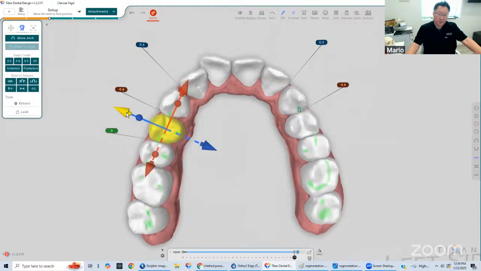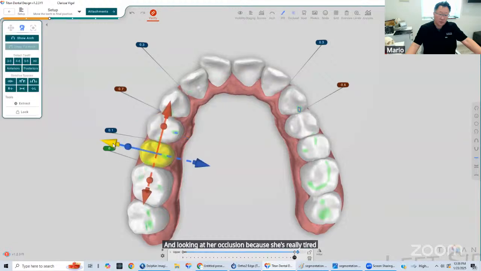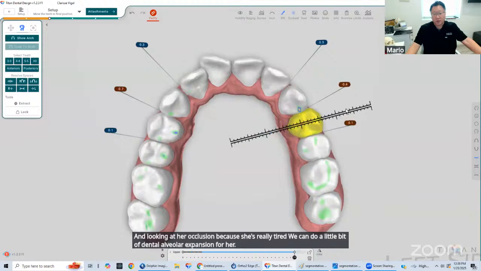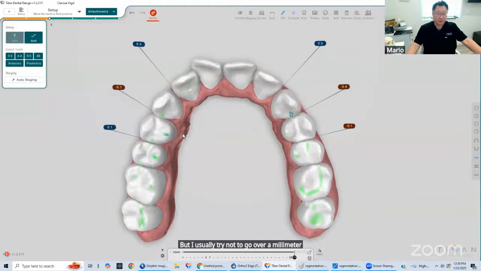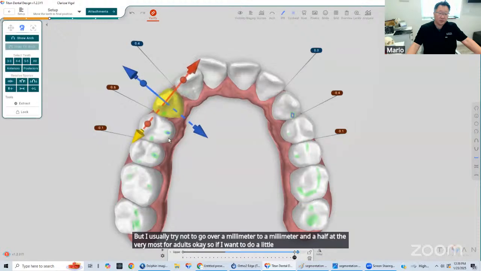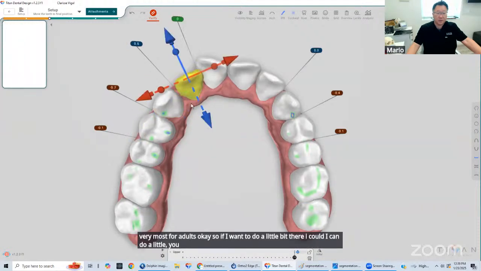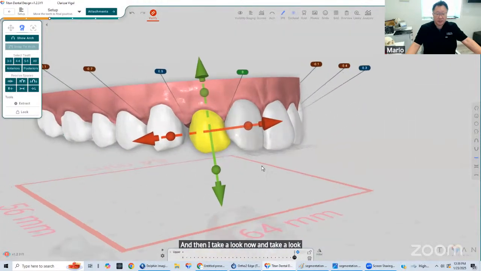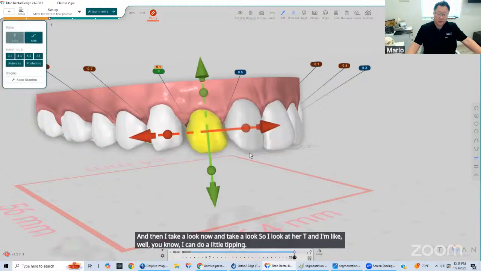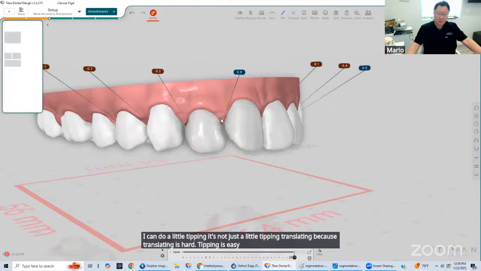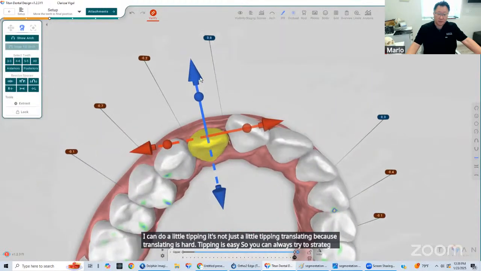Looking at the anatomy of her teeth and looking at her occlusion, because she's really tight, we can do a little bit of dental alveolar expansion for her. But I usually try not to go over 1 millimeter to 1.5 millimeters at the very most for adults. So if I want to do a little bit there, I could. Maybe 6 millimeters. And then I take a look at the anatomy of her teeth, and I'm like, well, I can do a little tipping, right? It's not just translating, because translating is hard. Tipping is easy, right? So you can always try to strategize and do a little tipping.